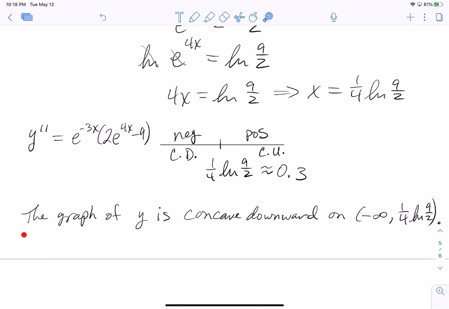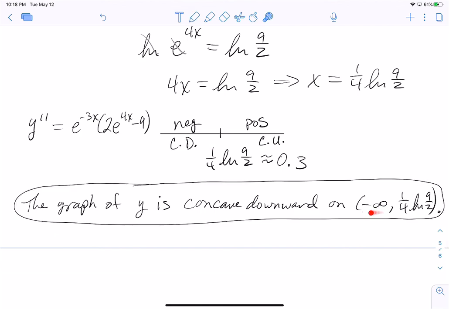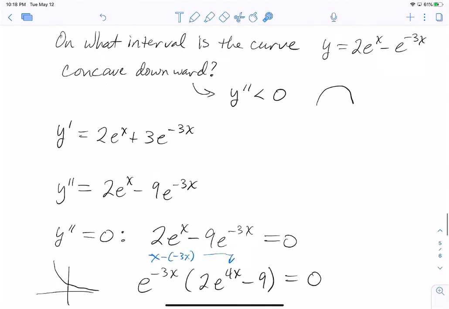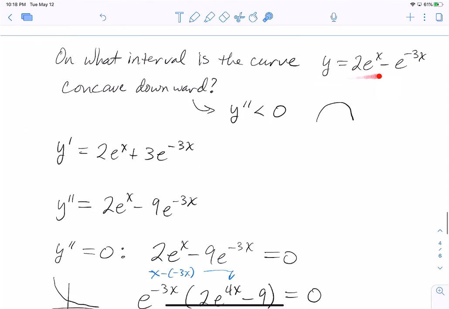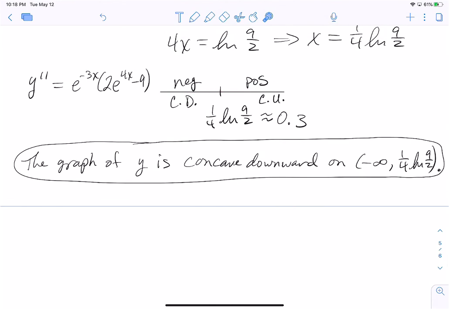So the graph of y is concave downward on the interval from negative infinity to 1/4 times the natural log of 9/2. Now, how did I know we could go all the way to negative infinity? Like, what's going on there? Remember that our original function here was an exponential function, y equals 2e to the x minus e to the negative 3x. The domain of an exponential function is all real numbers, so I needed to take into account the entire number line when we were doing our analysis, and that helps me to know what interval to write down.